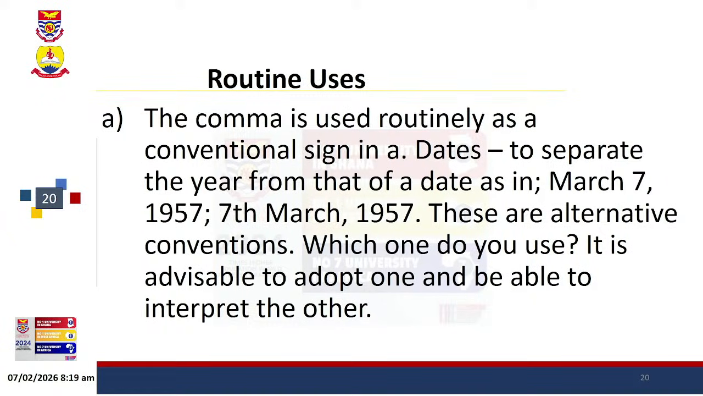7th March 1957. Now some of you may have come into contact with dates that read like 7th March without a comma. Yes, it can also be allowed, and the reason is that you don't have the day coming immediately before the year. But conventionally, we are saying that when you are writing 7th March, separate the day from the year by the restoration of a comma. These are alternative conventions. Either you choose March 7, 1957 or 7th March 1957.